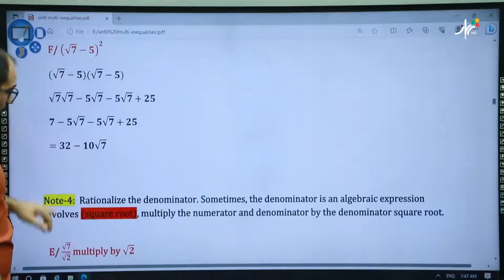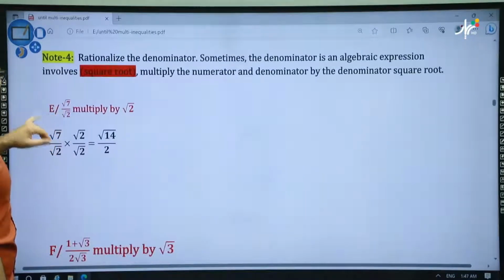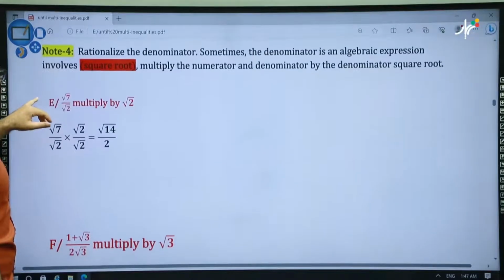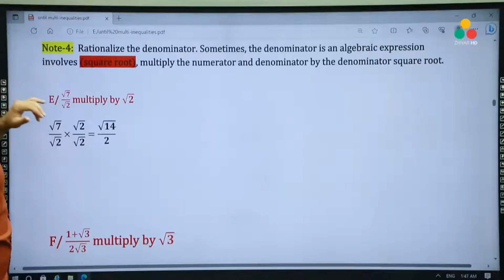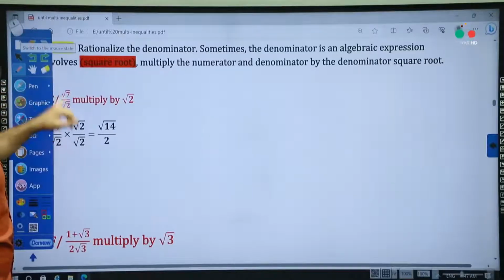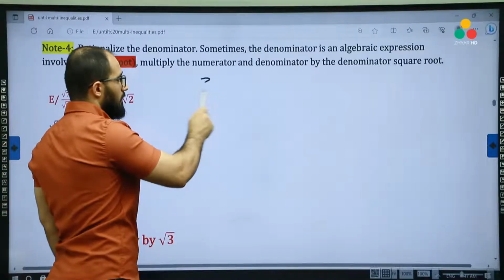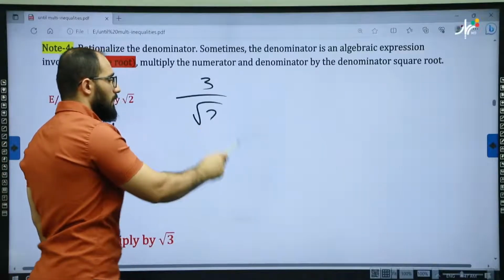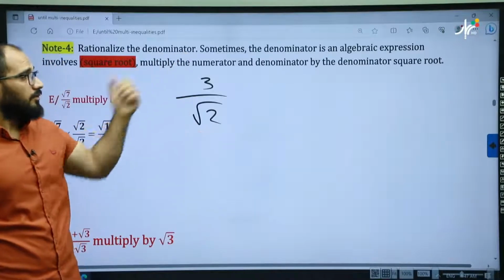The last part of this subject is rationalize the denominator. How to rationalize the denominator, or when do we do that? When we have a square root in the denominator. For example, let's say we have 3 over square root of 2. When you have a square root in the denominator, then we are going to rationalize it.